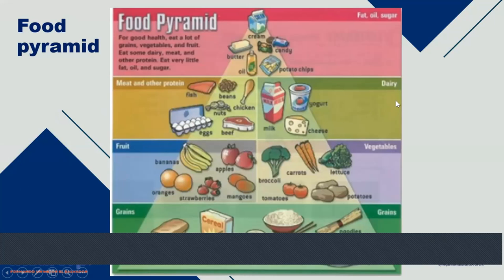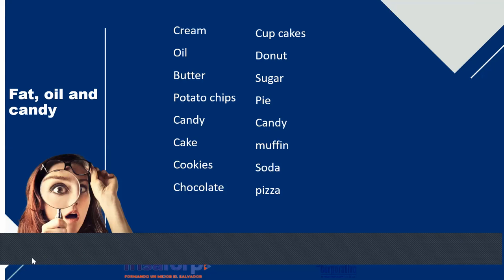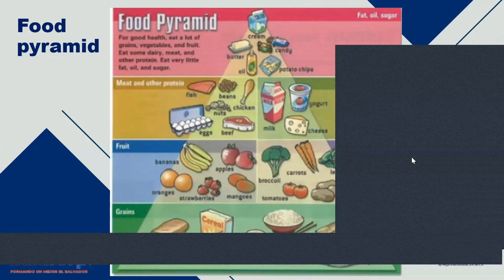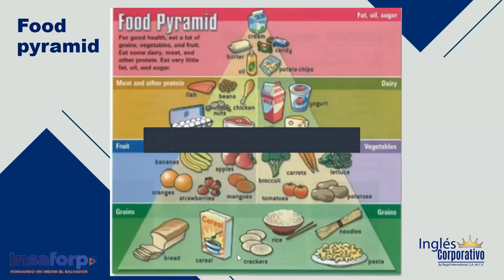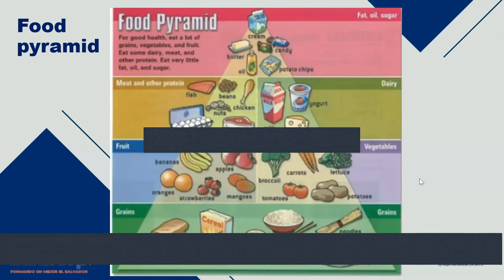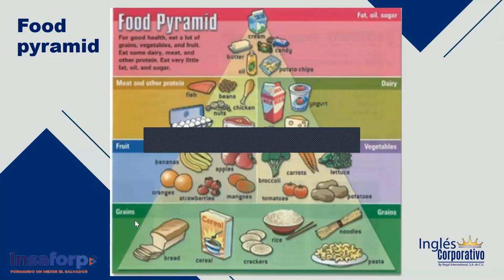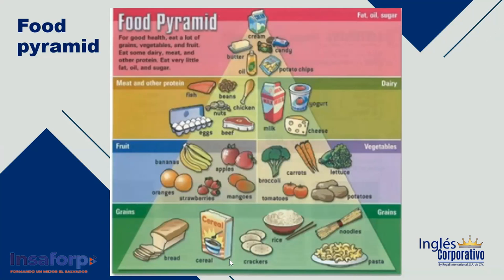So let's see this food pyramid. In this food pyramid, we can find the following food. Okay, we can find grains, granos, okay, los granos, we can find cereal, bread, rice, crackers, noodles, and pasta. So noodles is the same as spaghetti and pasta, rice, crackers, tostadas, cereal, and bread, pan.